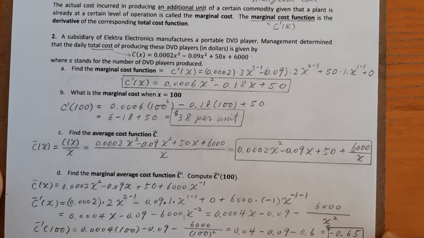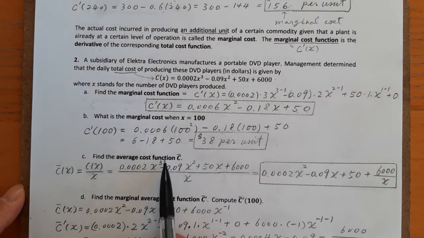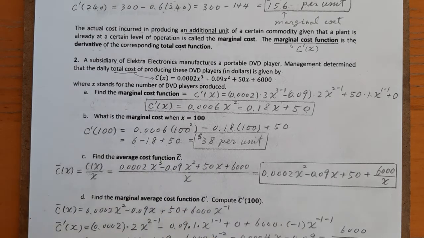Then next, find the average cost function, C bar. C bar means mean, and mean means average. So it's the total cost divided by x units. That's each unit's cost function. And divided.